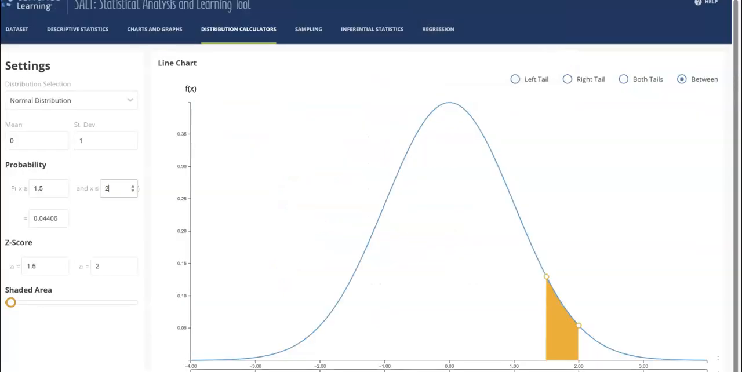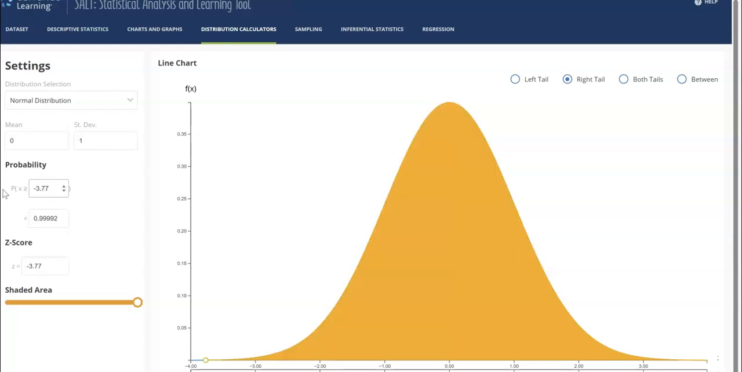So we're going to technology. We want the right tail. Our Z-score is negative 3.77. You can see we're going to get 0.9999.